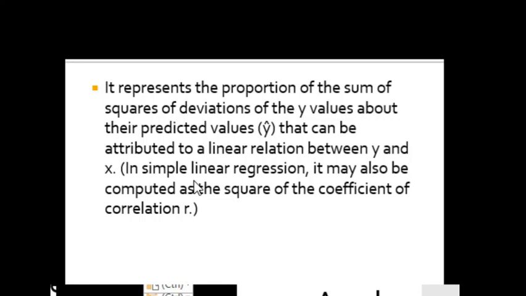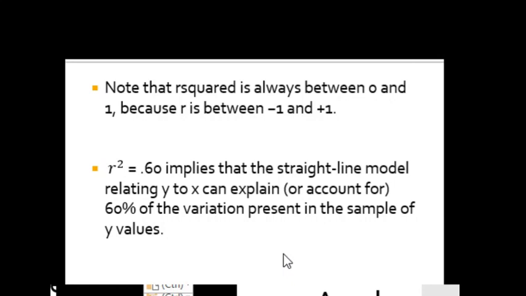Now, the way we can understand it, it's basically the percent variation in the y data that can be explained by the linear relation between the x and the y. So here are the properties. r squared is a value between 0 and 1 because r is a value between negative 1 and 1. Because we are squaring this, our value will be between 0 and 1. Here again, a value close to 0 means it's a weak relation, a value close to 1 means that it's a strong relation.